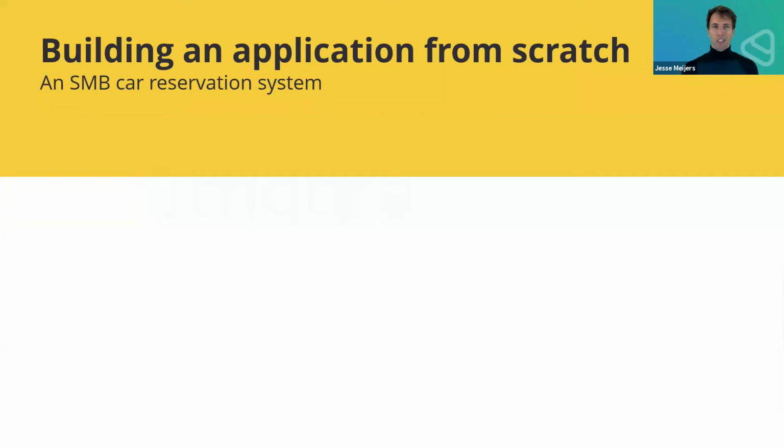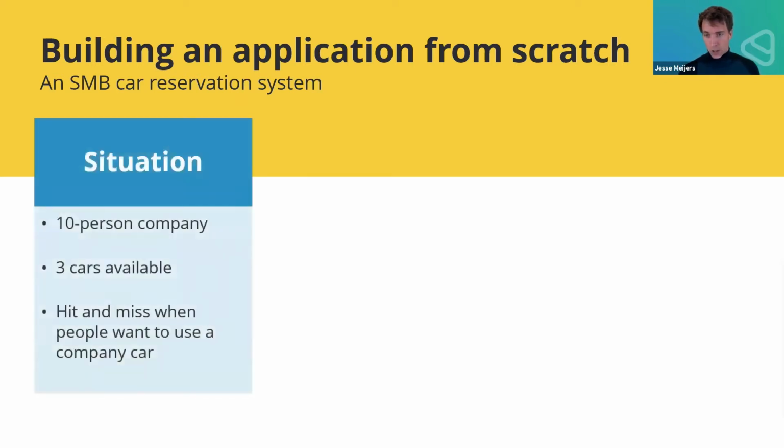I wanted to build something that everyone can easily understand, because some of these cases are pretty domain specific. So after some brainstorming, we came up with the idea to build a reservation system for an imaginary small company. You can make a reservation system for anything from meeting rooms to beamers to work spots. But in this example, we will make a car reservation application. So imagine that we are a 10-person company and we have 3 cars available.